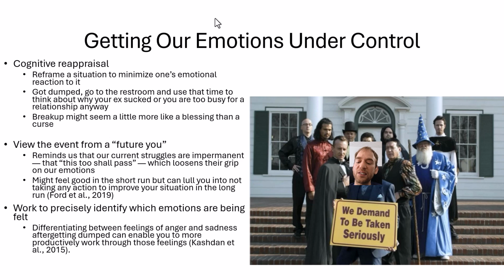Next, work to precisely identify which emotions are being felt. Differentiation between feelings of anger and sadness after getting dumped can enable you to more productively work through those feelings. So we talked about this before, but being able to differentiate how you feel, not just as general bad, but anger, sadness, whatever specifically it is, you can then identify why you feel that way and work through those feelings. So you can think, I actually wanted that relationship because ultimately I want to be loved, but I can be loved in different ways from different people in future relationships, whatever. But ultimately, identifying the sources and the specific feelings can help you work through them productively.